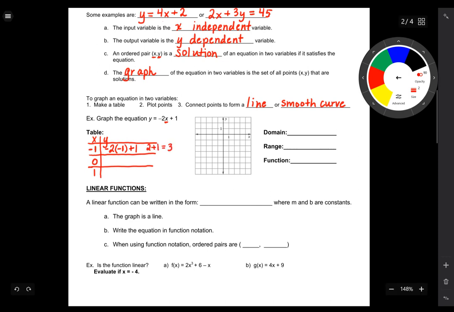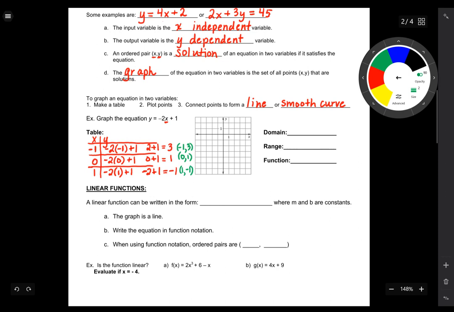It equals 3. Okay, for the next one, -2 times 0, which is just 0, and 0 plus 1 is 1. And the last one, -2 times a positive 1 plus 1, that is -2 plus 1, which is -1. And so here are your ordered pairs. We have (-1, 3), we have (0, 1), and we have (1, -1).